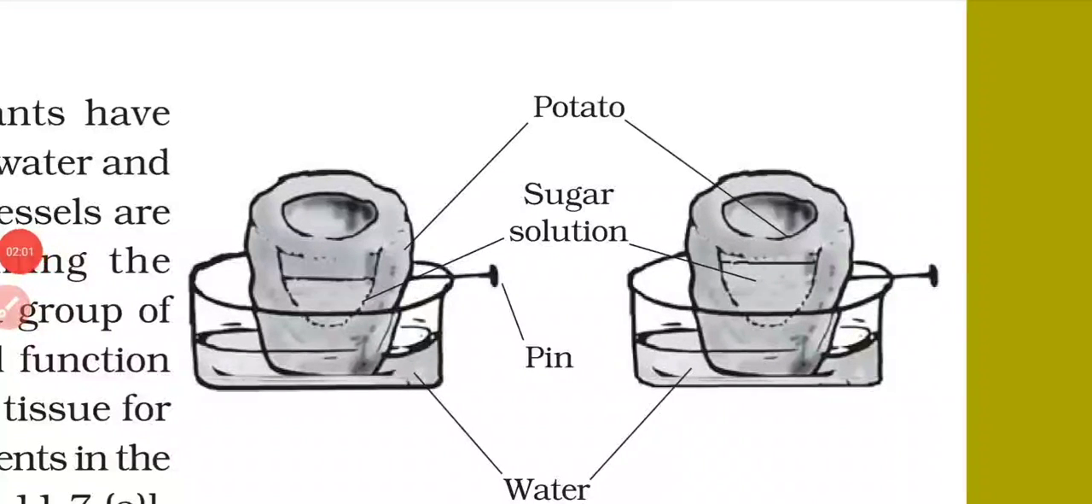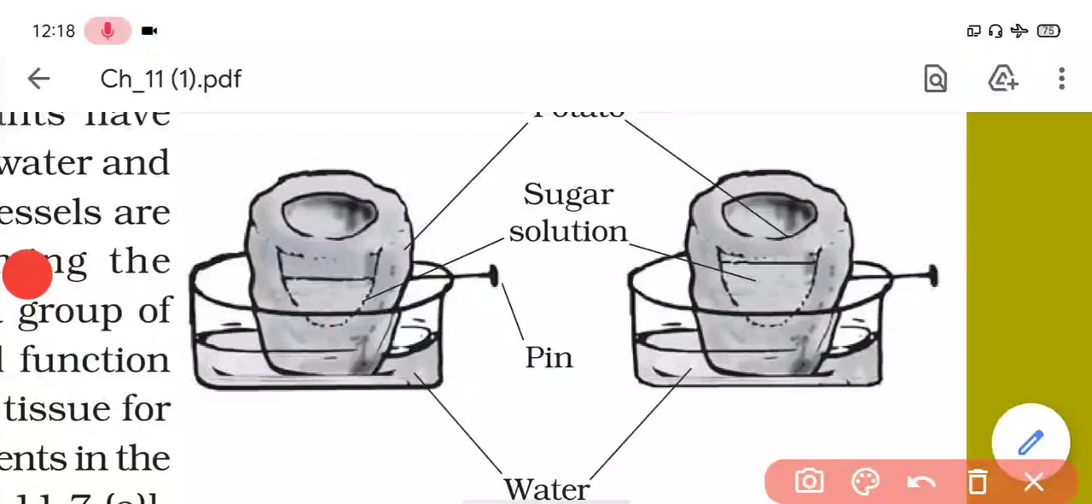Now there is one activity in which we can easily see how water is transferred from one side to another. For this we have to take a potato. In this potato we have to make a cavity, and put the potato in a small dish. This dish contains water, and in the cavity we put a sugar solution. To mark the level of the sugar solution, we push a pin into the potato.